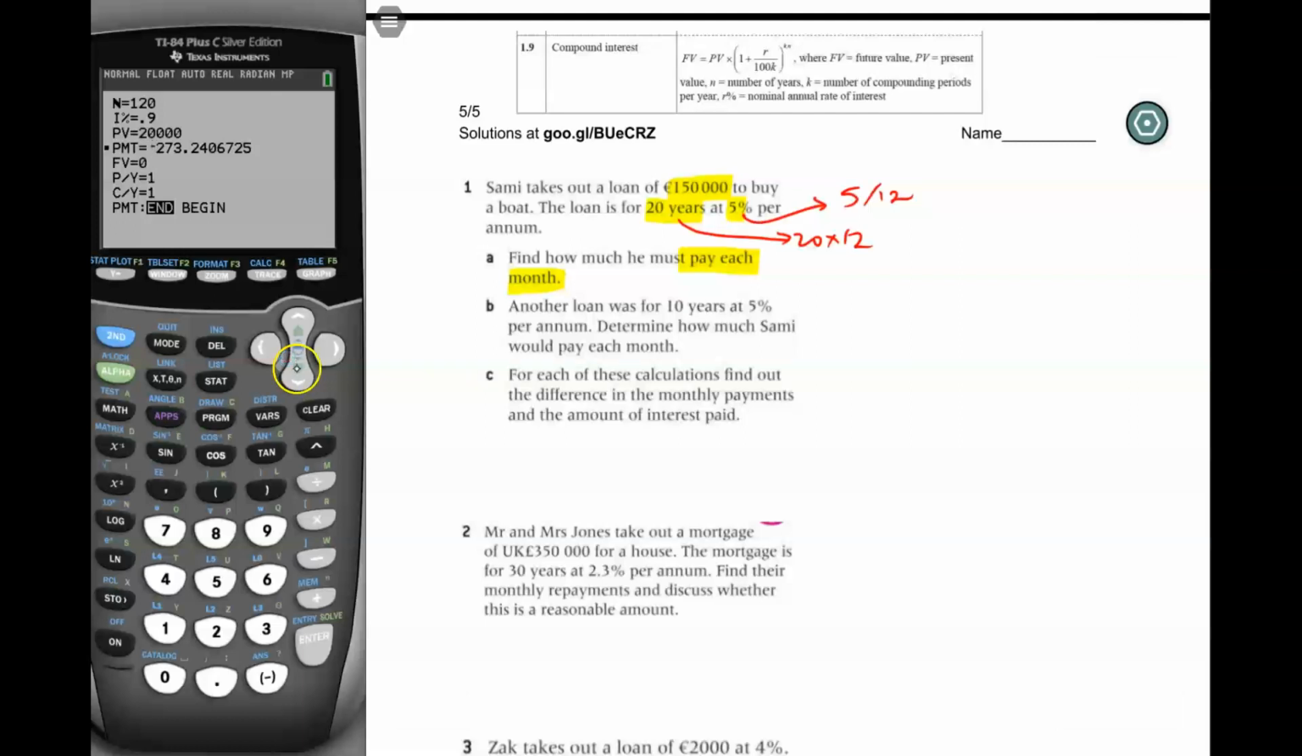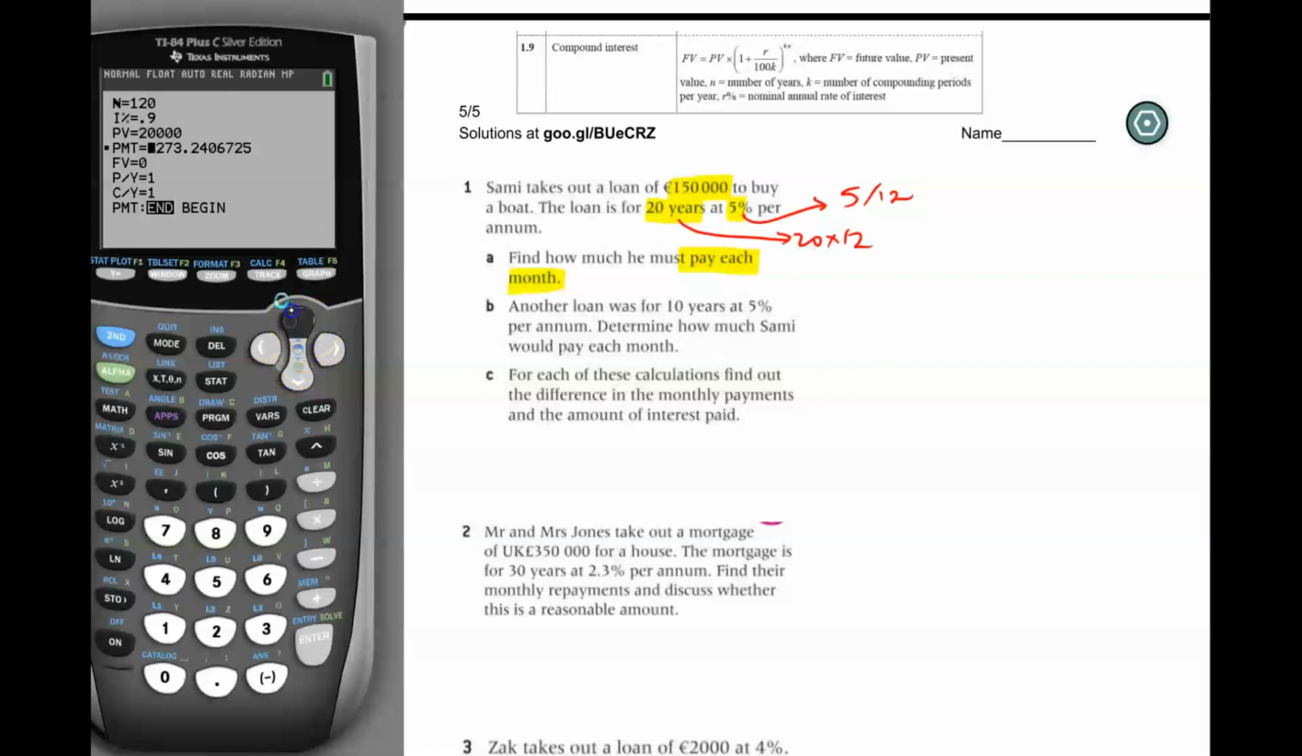Okay, so let's do that. We're going to change the N value to 20 times 12, which is 240. The I value is going to be 5 divided by 12. And the present value is going to be 150,000 euros.